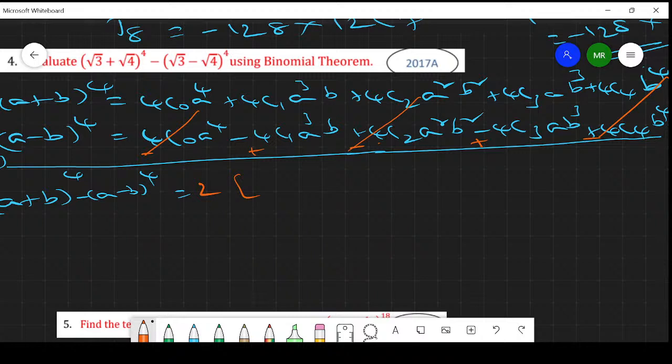When I simplify, why am I doing this? Because I am explaining. Sometimes they may change instead of root 3, root 4; they may give any other numbers. That's the reason I am doing it like this. It will come 2 into, this is a double term: 4C1 a cube b, 4C1 a cube b. This plus this twice gives 4C1 a cube b. Again here, 4C3 a b cube.